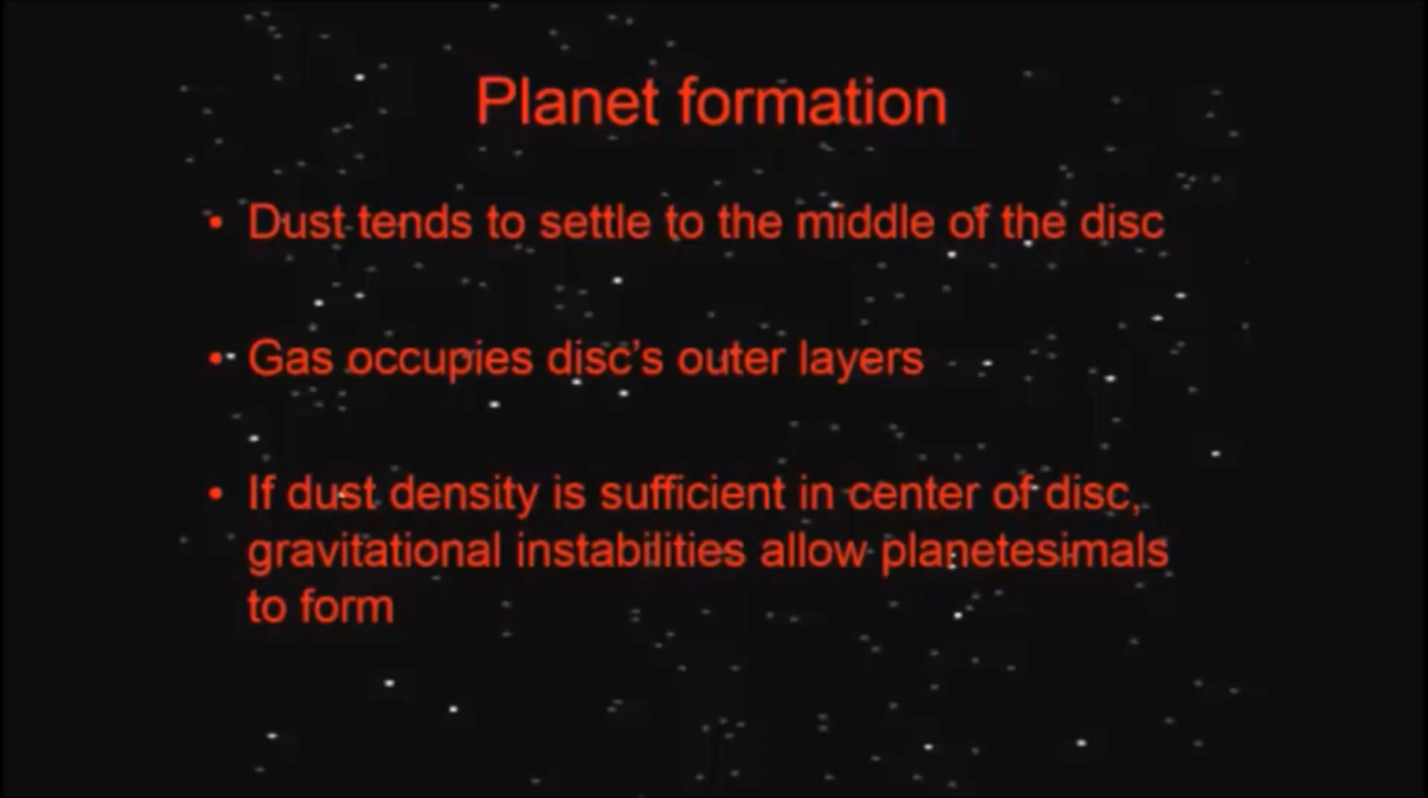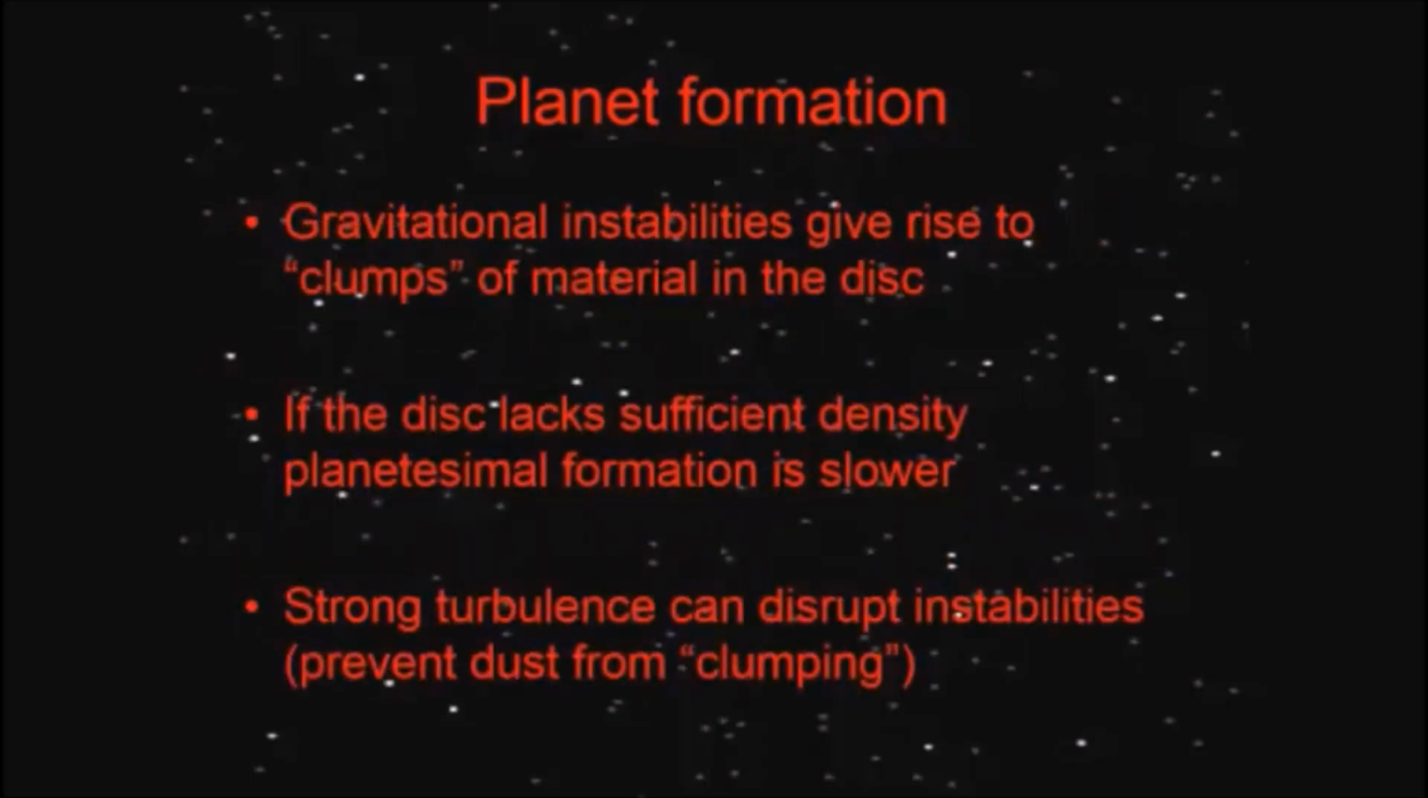So in this case, the dust goes to the center and the gas goes to the outside. And if the dust density is sufficiently high towards the center, it'll form gravitational instabilities and it'll allow planets to form. That'll give you clumps of material. If the disk doesn't have sufficient density, then your planetesimal formation may be slower. You can also have turbulence in the disk, as I said before, that prevents your clumping. We're not going to worry too much about that. Try to keep this first point in mind, that the gravitational instabilities will form the clumps which form the planets.